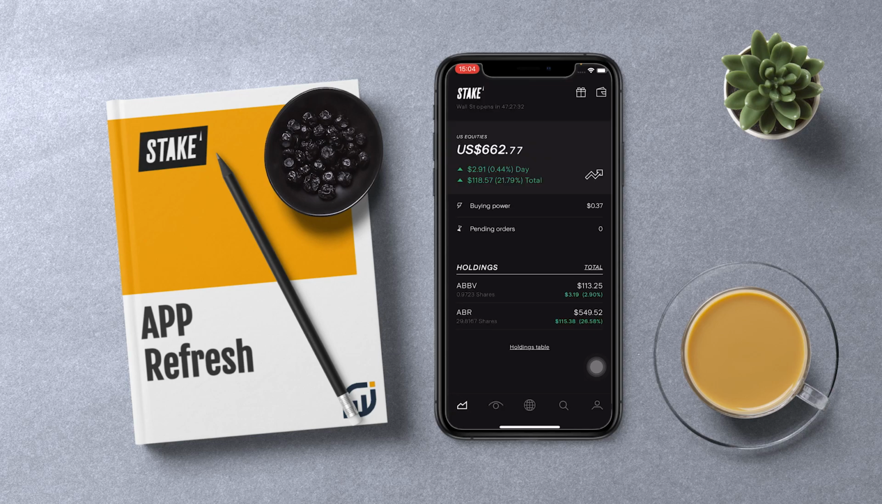But yeah, overall, I do think this is a positive improvement for Stake. Yeah, I really like it.